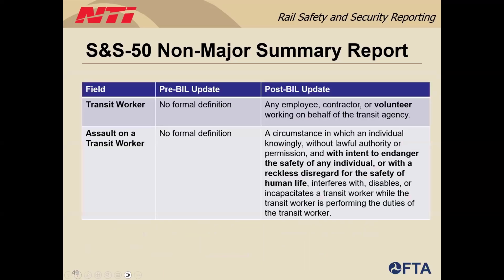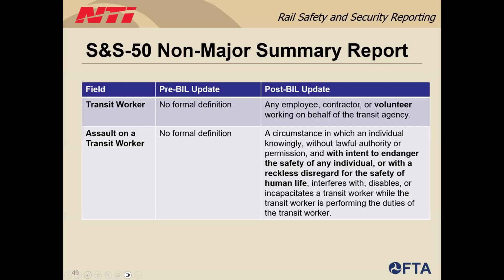This table serves as a recap of the 2023 change in the definition of a transit worker. This definition was made specifically to include volunteers as workers. The next row provides the definition of an assault on a transit worker. As you can see, it is a circumstance in which the individual knowingly or without lawful authority or permission, and with the intent to endanger the safety of any individual or with reckless disregard for the safety of human life, interferes with, disables, incapacitates a transit worker while the transit worker is performing the duties of the transit worker.